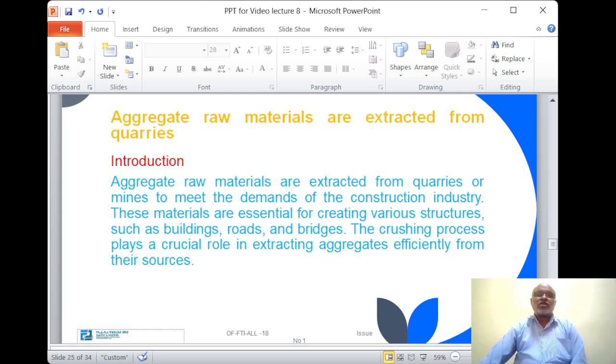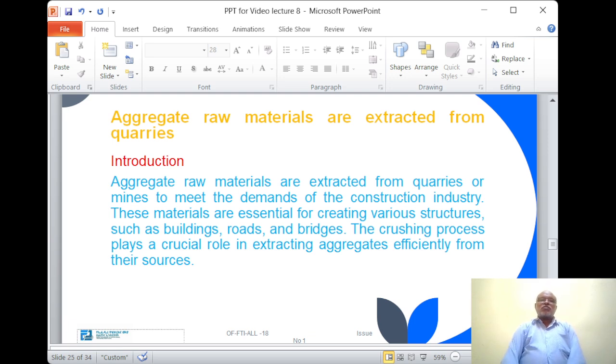From extraction to construction, the process of obtaining aggregate raw materials plays a vital role in shaping the world around us. The crushed materials are then mixed together in precise proportions to create the desired aggregate mix. This mix will ultimately determine the characteristics of the end product, whether it is asphalt, concrete, or road base.